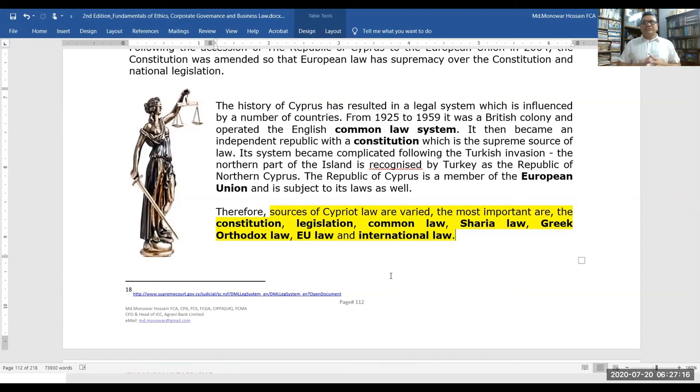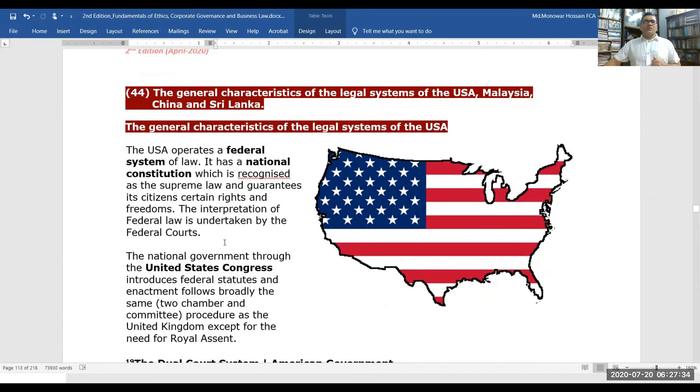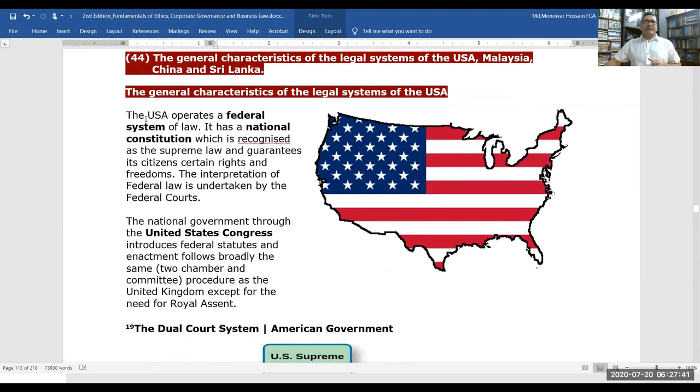The sources of Cyprus law are varied. Most important are the constitution, legislation, common law, Sharia law, Greek Orthodox law, EU law, and international law. That is the summary of the general characteristics of the legal system of Cyprus. And now, the general characteristics of the legal system of the United States of America.